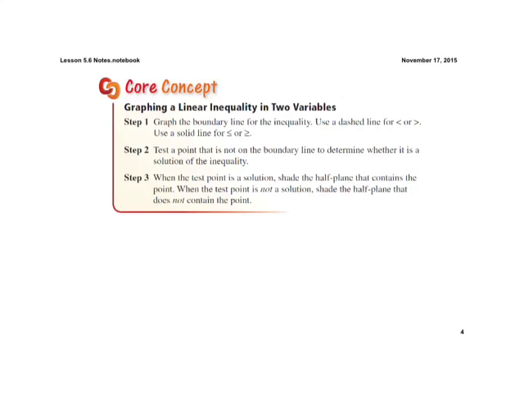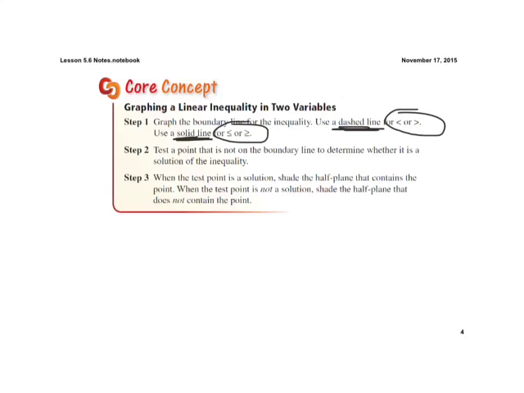Okay, here's our core concept. We are graphing inequalities with two variables. The first step when we graph these is we need to graph the boundary line. We're going to be given an inequality. We're going to use the dashed line if it's not or equal to, but it's going to be a solid line if there's a little bar underneath, if it's less than or equal to or greater than or equal to. That's very important to remember.